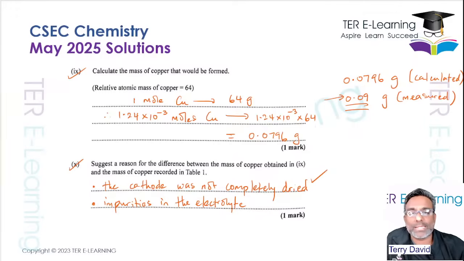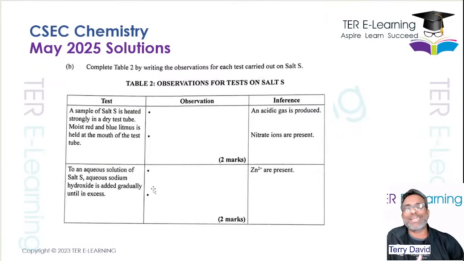All right, let's see what the last part of this question is here. So, complete table 2 by writing the observations for each test carried out on salt S. So we have a sample of salt S and it's heated strongly in a dry test tube. So you have some salt here, you're heating it. Moist red litmus is held at the mouth of the test tube. Moist red litmus, it turns blue? Oh, sorry, no. Moist red litmus and blue litmus is held at the mouth. Okay, I didn't read it properly.